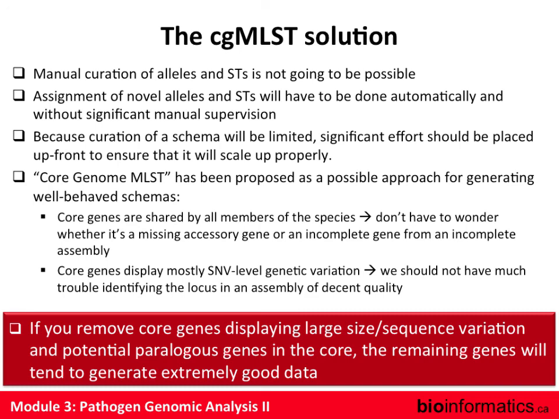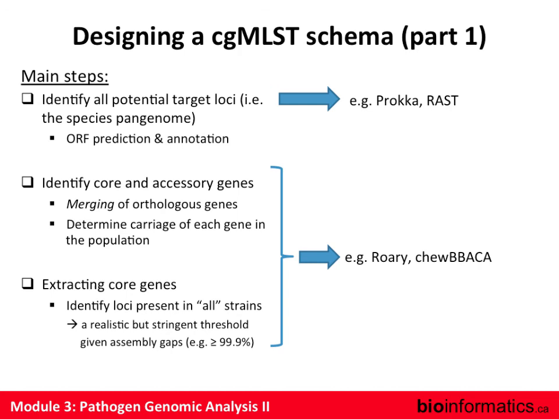So how do we design something like this? Well, the first thing is, you have a whole bunch of genomes. We first have to figure out what the core looks like. So to do that, first we have to predict the genes. We use programs like Prokka and Prodigal that are used for gene prediction. Then we have to identify core genes and accessory genes. And then we do something that we call merging of orthologs.